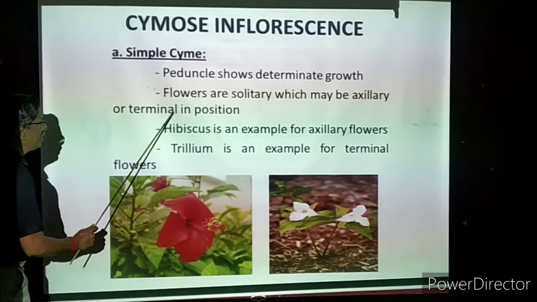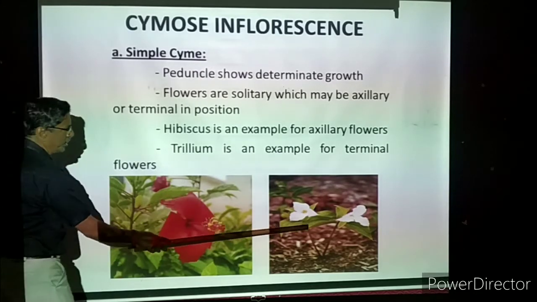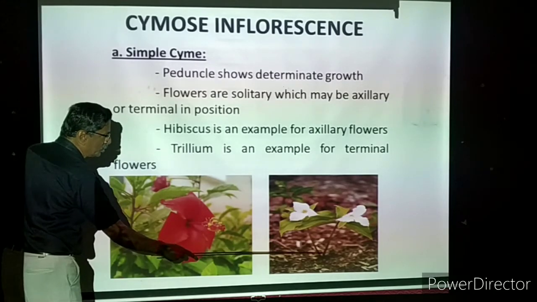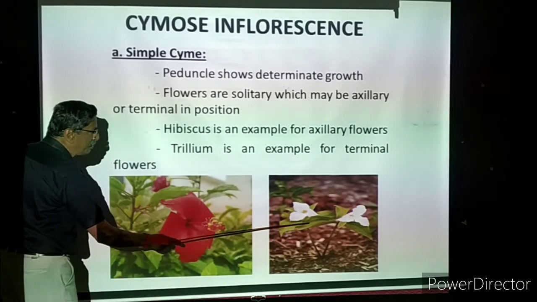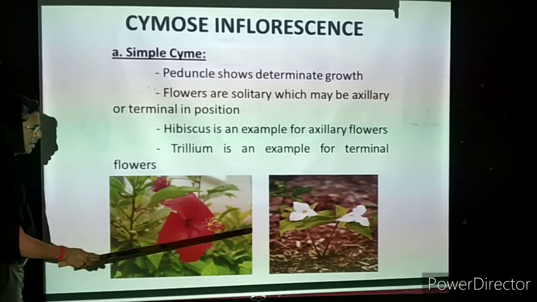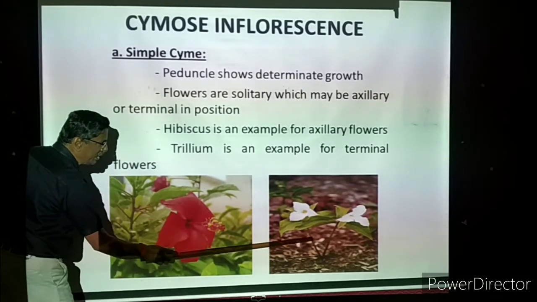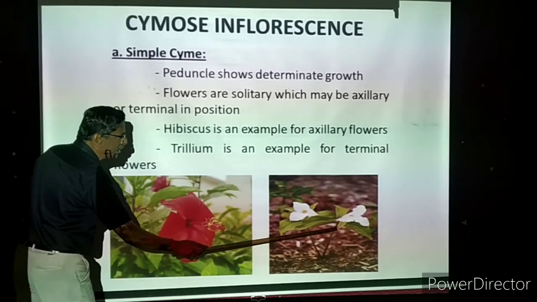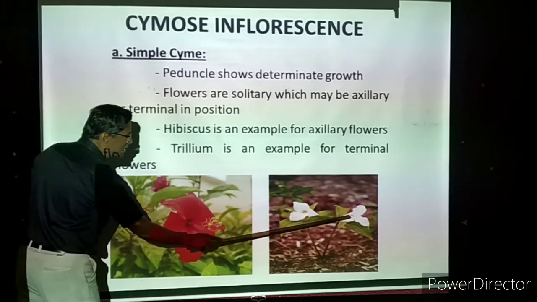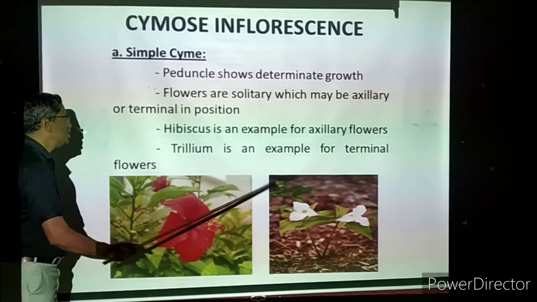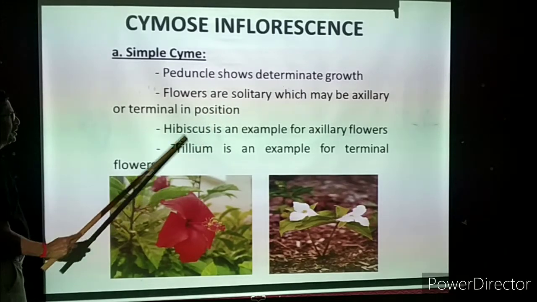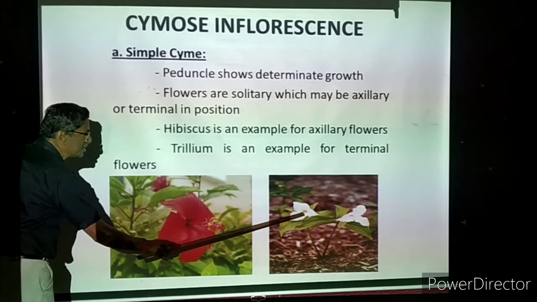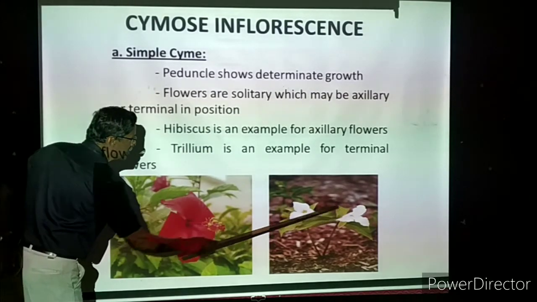The next one is terminal in position. Now the next example I am going to take. Here the branches are present. Now one flower stalk is arising, and at the tip of the branch one flower will be present. From the main stem, one branch is coming, at the tip of the branch one flower will be present. Like that another branch is arising. Here one flower will be present. So these flowers are found at the tip of the branch. So they are called terminal in position. Hibiscus is an example for axillary flower. Trillium, now this is a trillium, is an example for terminal flowers.